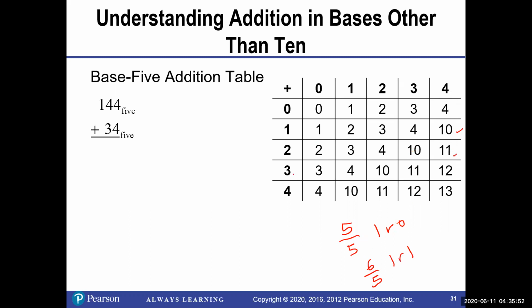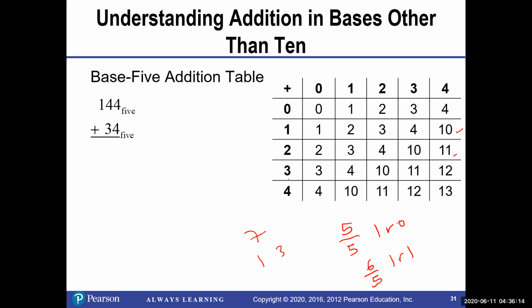Okay, and I'm coming to this row, the 4th row right here. The row of the 3. 3 plus 4 is what? 7. How many times can 5 divide 7? 1 time, remainder 3. Okay, that is why we write that as 13.